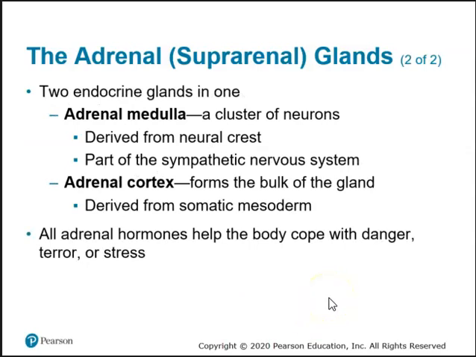And basically, it's two endocrine glands in one, because we have an inner and outer part to the adrenal glands. So the inner cluster of neurons is known as the adrenal medulla. It's derived from the neural crest and is part of the sympathetic nervous system. And then we have the outer adrenal cortex. The outer adrenal cortex forms the bulk of the gland, derived from somatic mesoderm. And then all adrenal hormones help the body cope with danger, terror, or stress.